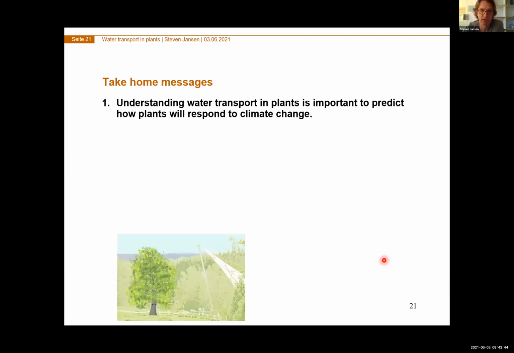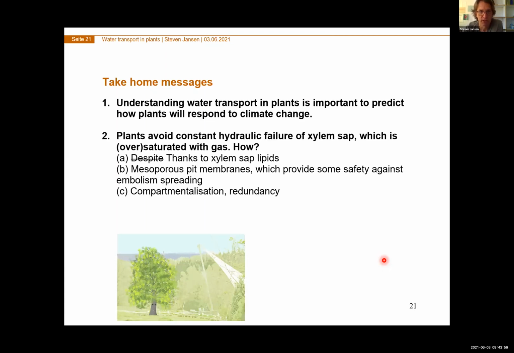I would like to summarize for you that plants, and trees especially, take up a central position in the whole climate change debate and the questions that we are facing. Water transport is important for that. Why is this working? Why do plants avoid constant failure? This is probably because of xylem sap, the xylem lipids being really important. The mesoporous pit membranes provide safety. They are safety valves, at least to some extent. And something I did not talk about, but compartmentalization or redundancy of the system is also really important. I simply didn't have time to integrate it in my talk here. But if there is failure, you try to minimize this to, let's say, a few branches only or a small part of your entire system so that the entire organism is not dying.